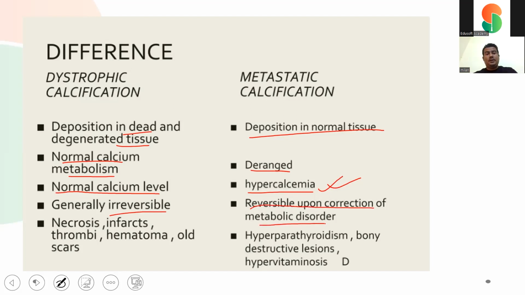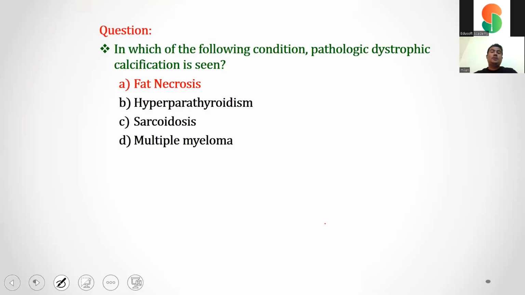the metabolic disorder. Necrosis, infarcts, thrombi, hematoma, and old scars are the sites wherein dystrophic calcification occurs. Metastatic calcifications can occur in systemic diseases like hyperparathyroidism, bony destructive lesions like multiple myeloma, hypervitaminosis, etc. So moving back to the question, pathological dystrophic calcification occurs in the setting of local tissue death or necrosis. So option A, fat necrosis, is the correct option.